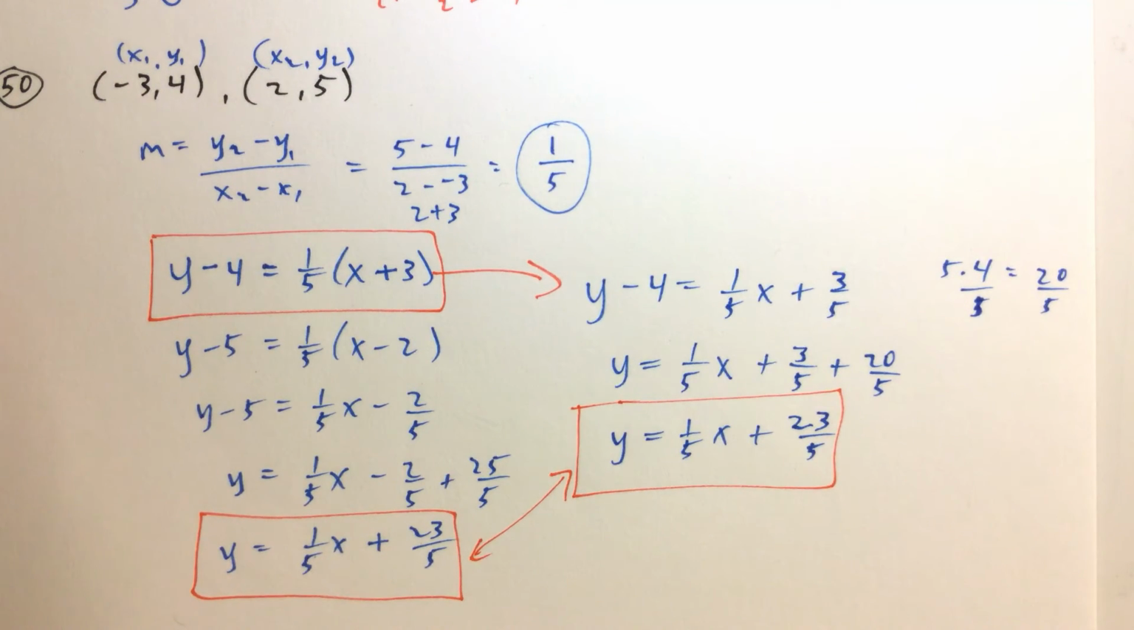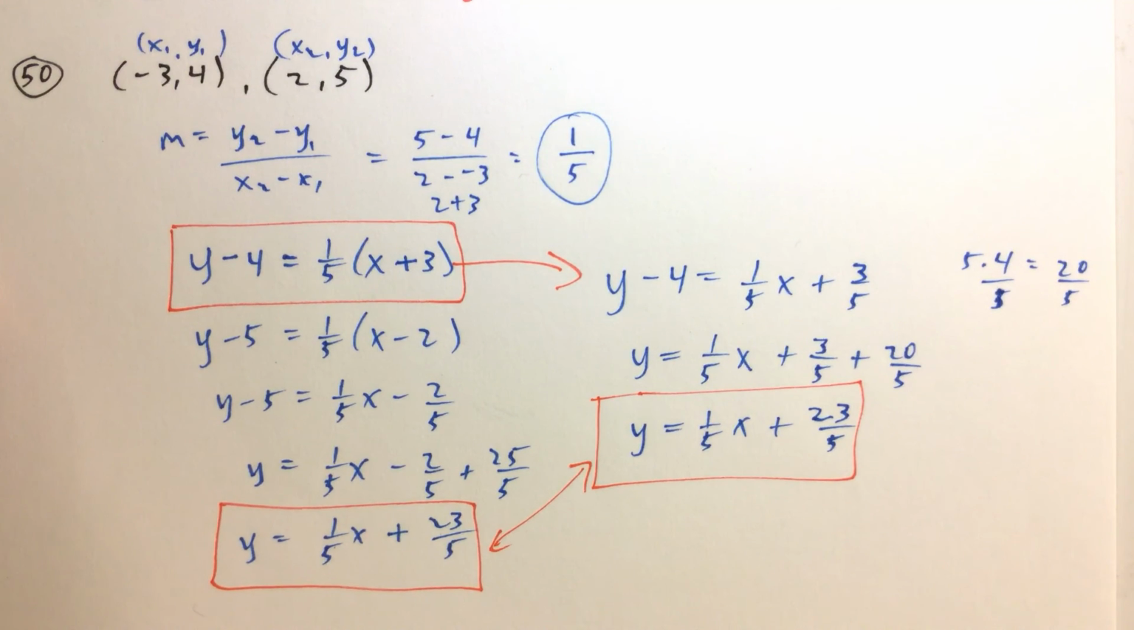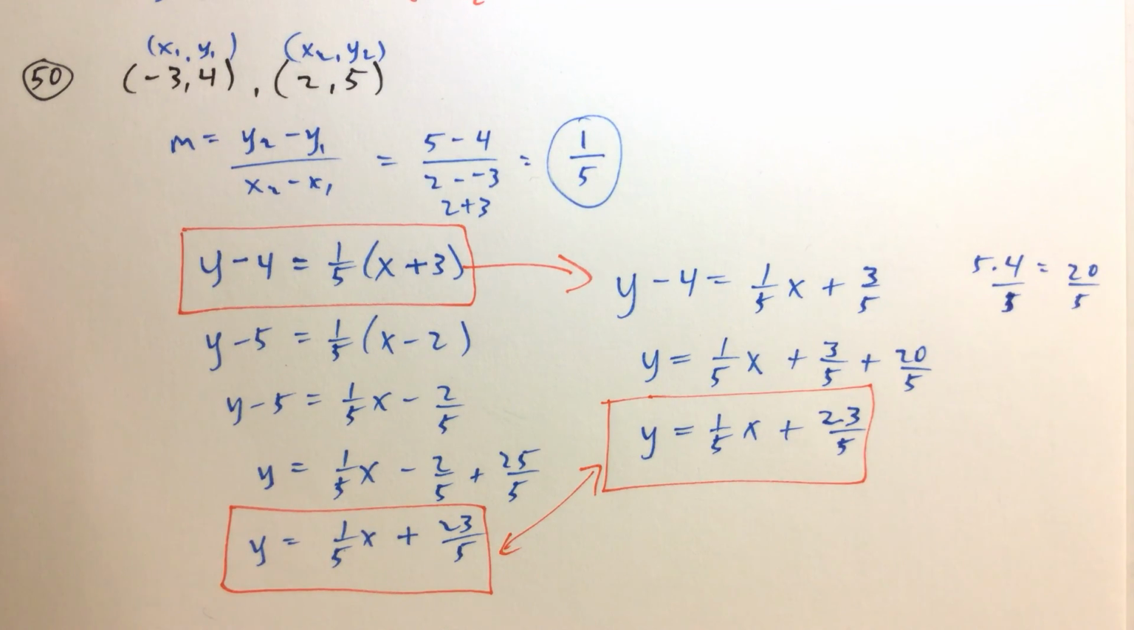Sorry, I didn't show you that. 4 is 20 over 5. I didn't show that. It was off the screen when I was doing that. I just finally realized that, but anyway, there you go.